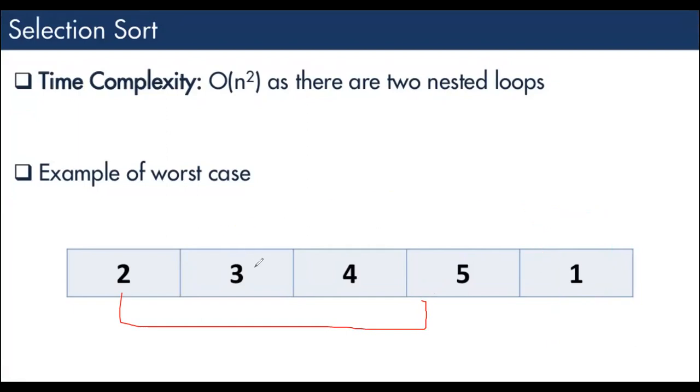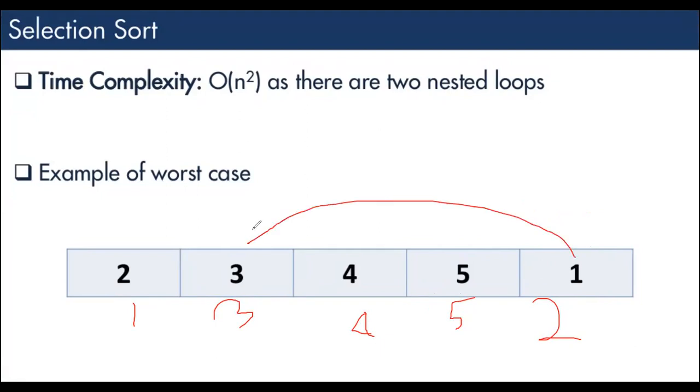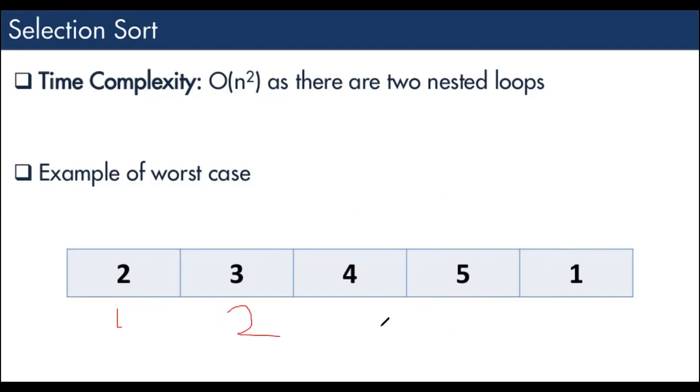So after the first iteration, it will look something like this: 1 3 4 5 2. So it just pushed 2 to the last, and then again in the second iteration, it will bring 2 here, and it will bring 3 here. Okay, so it will look something like this. Let me update. So it will be 1 2 4 5 3, and then in the next iteration, it will again swap this 3 and 4.